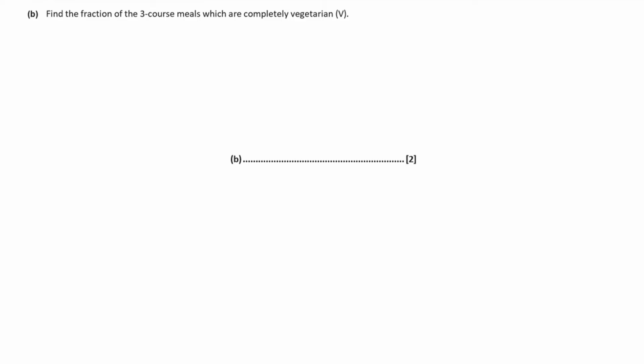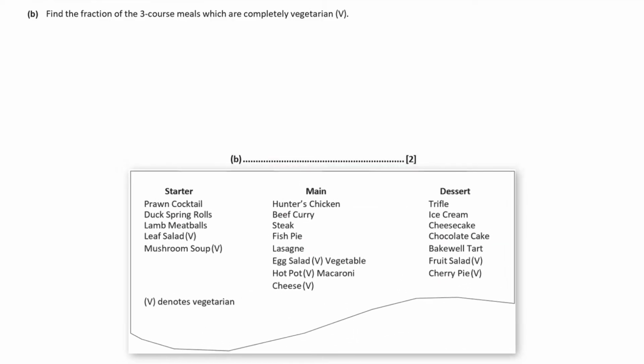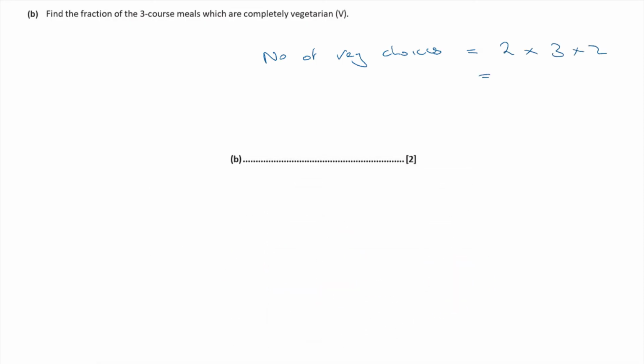Find the fraction of the 3-course meals that are completely vegetarian. So coming back to the menu, now we've got 2 vegetarian starters, we've got 3 vegetarian mains, and we've got 2 vegetarian desserts. Okay, so number of combinations of veggie meals, so number of veg choices is going to be 2 times 3 times 2, and that comes to 12. So you've got 12 choices there altogether.